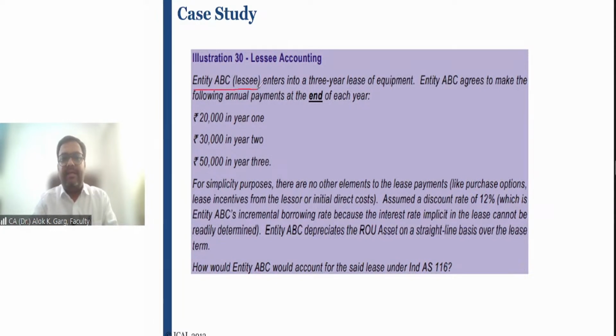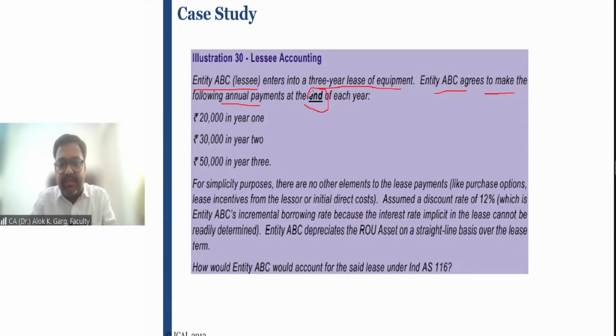Entity ABC, lessee, enters into a 3-year lease of equipment. Okay. What is the lease period? 3 years. Entity ABC agrees to make the following annual payment at the end of each year.